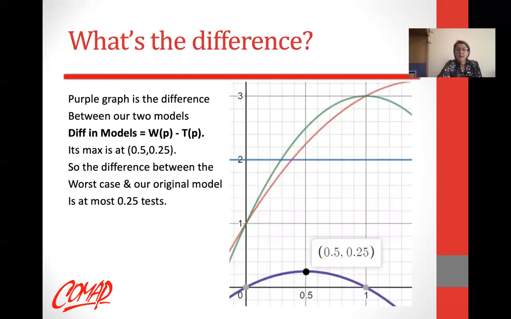In fact, you could graph the difference. So here I have, again, the worst case scenario in green, and the red one is my original function. And then I just created a function, the difference between the two in Desmos, and I looked at the maximum. So this purple one is the difference between the green one and the red one. And you can see that these don't differ by much. The maximum is 0.25, that's the y value, that's the number of tests.